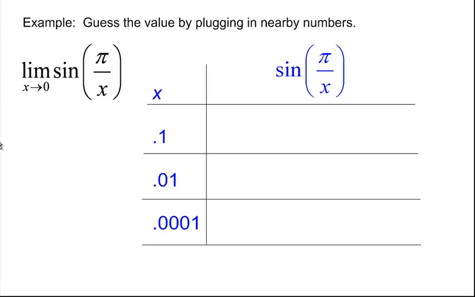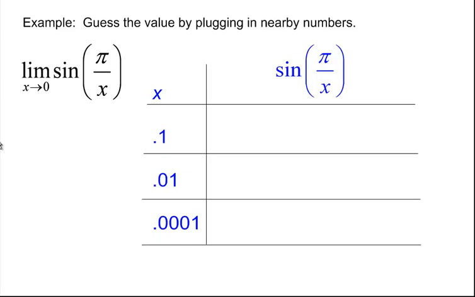Now we are going to look at the limit as x goes to 0 of sine of pi over x, and we're going to try to guess the value of this limit by plugging in nearby numbers. So some nearby numbers that we've picked to plug in are a tenth, a hundredth, and 1/10,000th.